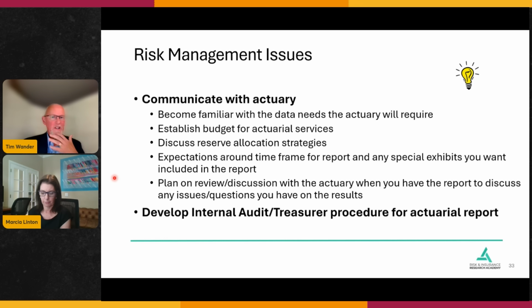So again, communicate with the actuary as they're doing this analysis for you. Understand what data they need. These actuarial services, oftentimes they're not free, so you need to budget accordingly for that. Sometimes that actuarial information can also help drive allocation, how you're going to allocate losses within the organization, between divisions, between departments. Again, the actuarial report gives you some of the support for those allocation strategies.